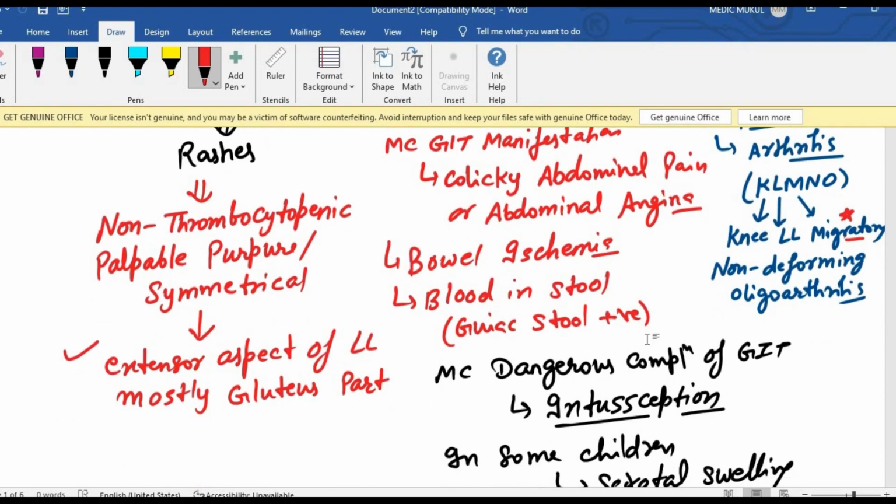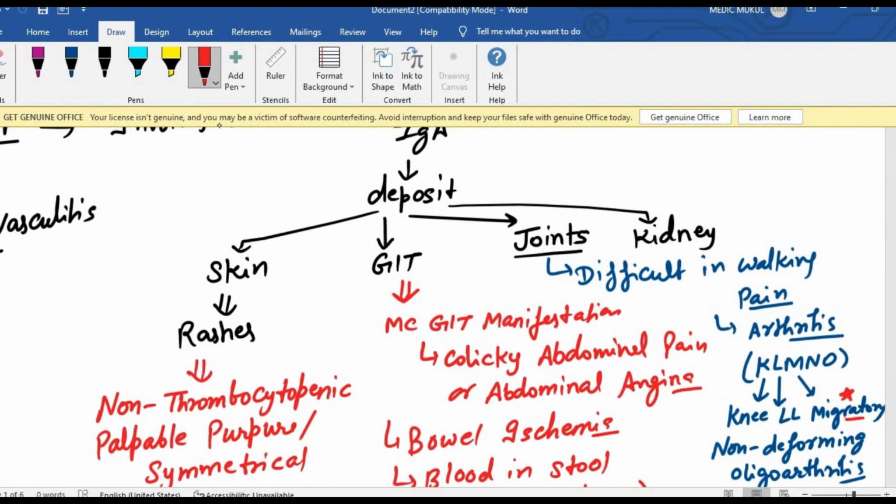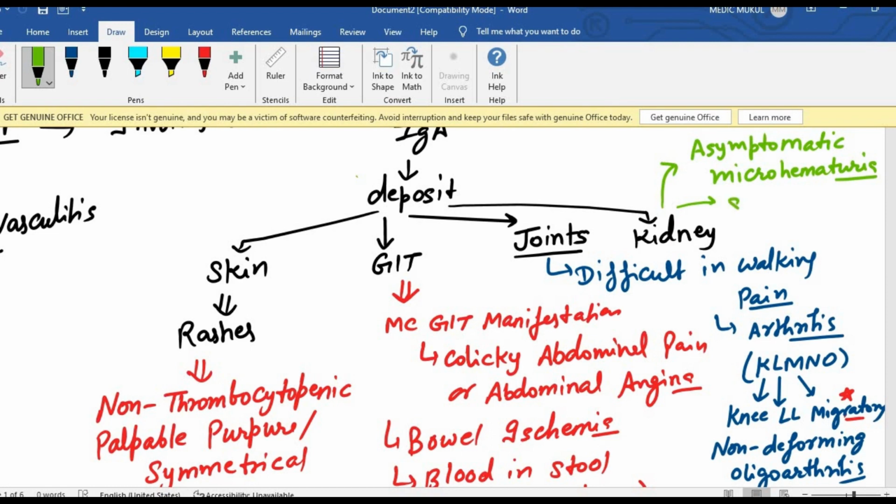Okay. Then other things we can have, it can involve the kidney. If there is kidney involvement, remember that it causes asymptomatic microhematuria. In children, we will see there is a risk of kidney damage, but in adults, we see a self-limited glomerulonephritis. I hope this is clear.